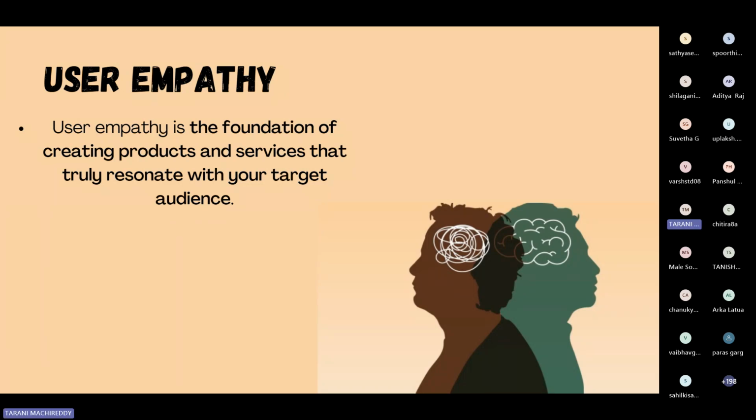So by now you should be able to understand what user empathy is. Empathy in the context of user experience design basically has many terms or many definitions.